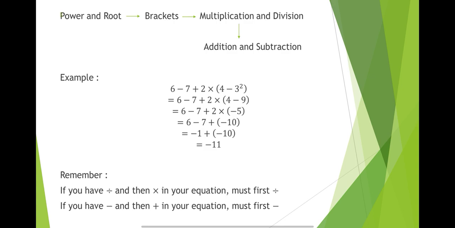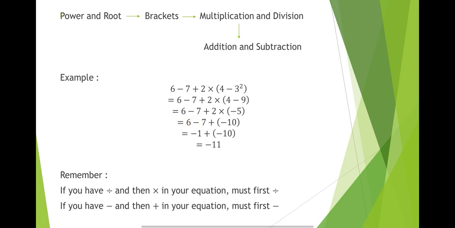So again, back to the example. I see power here, no roots, only power. So we deal with the power first. 3 to the power of 2 is 9. And then look here. After power and root, we have brackets, the second most important one. So we deal with the bracket next. That's why the second step is subtracting 4 and 9 with 9, because it's in the bracket. Negative 5.